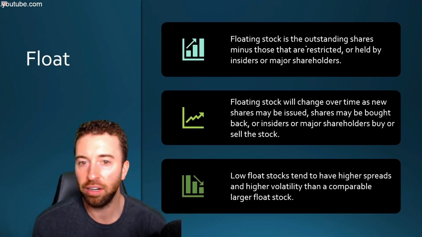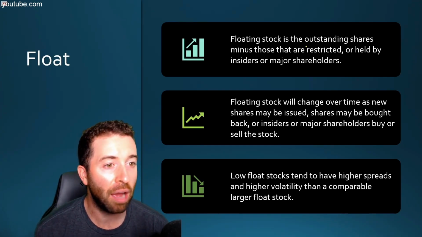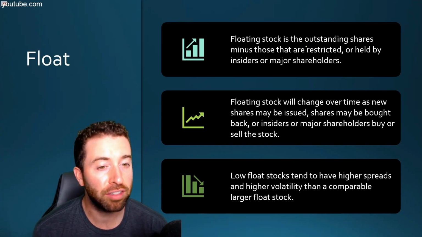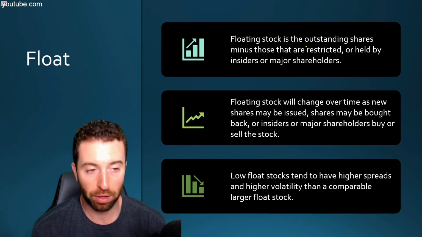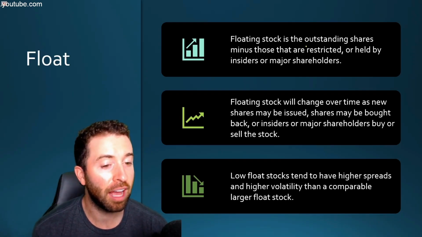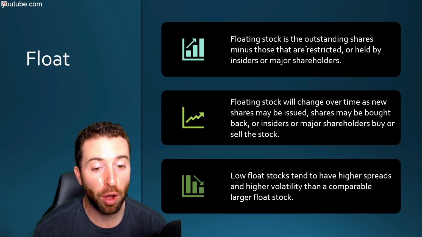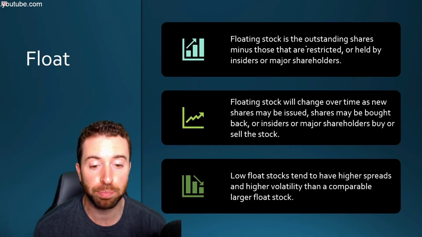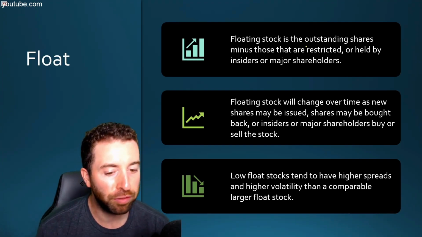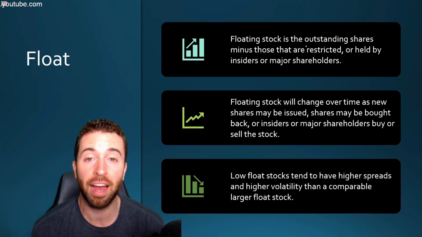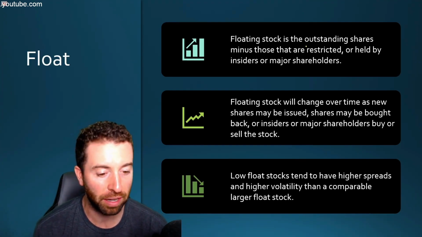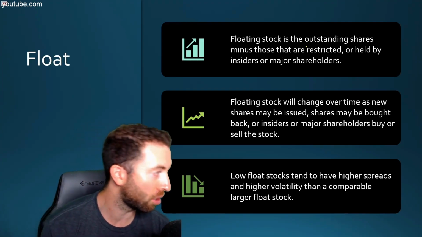So the float here is floating stock, the outstanding shares minus those that are restricted. So it's what's available for us. Floating stock will change over time as new shares may be issued, shares may be bought back, or insiders and major shareholders buy or sell the stock. Low float stocks tend to have higher spreads and higher volatility than a comparable larger float stock. That's what we want right there.